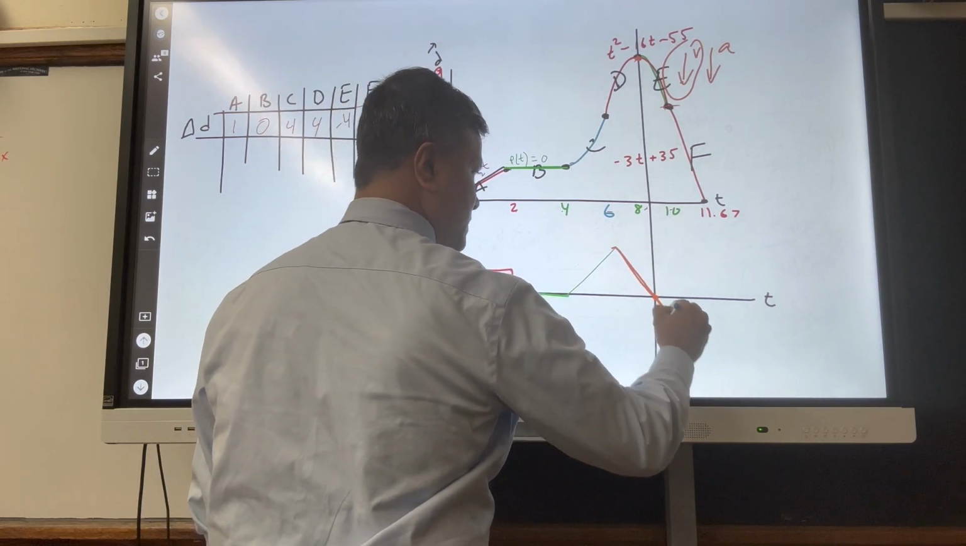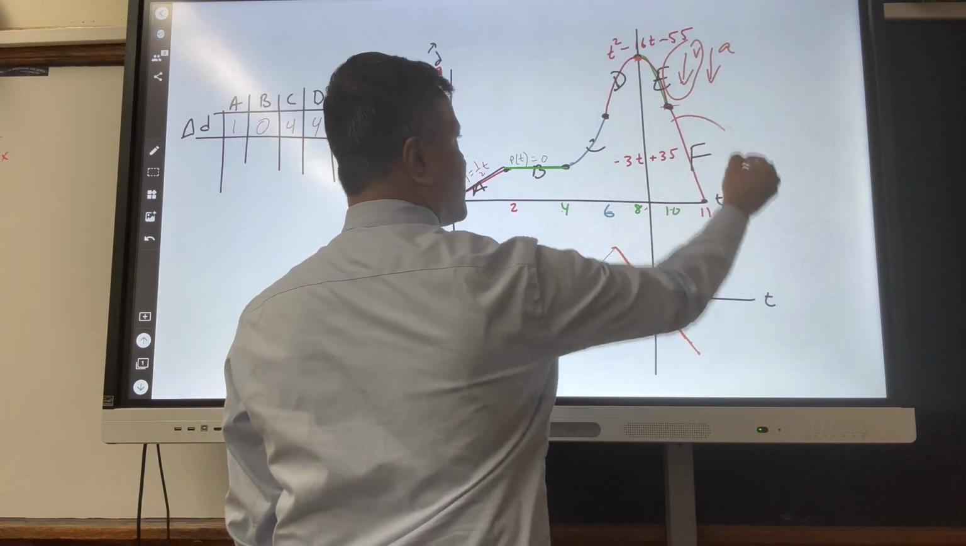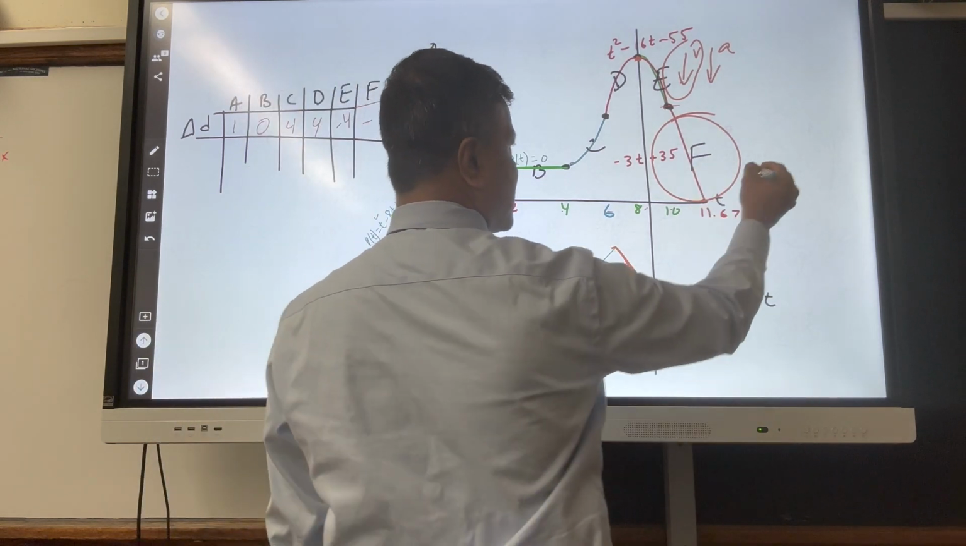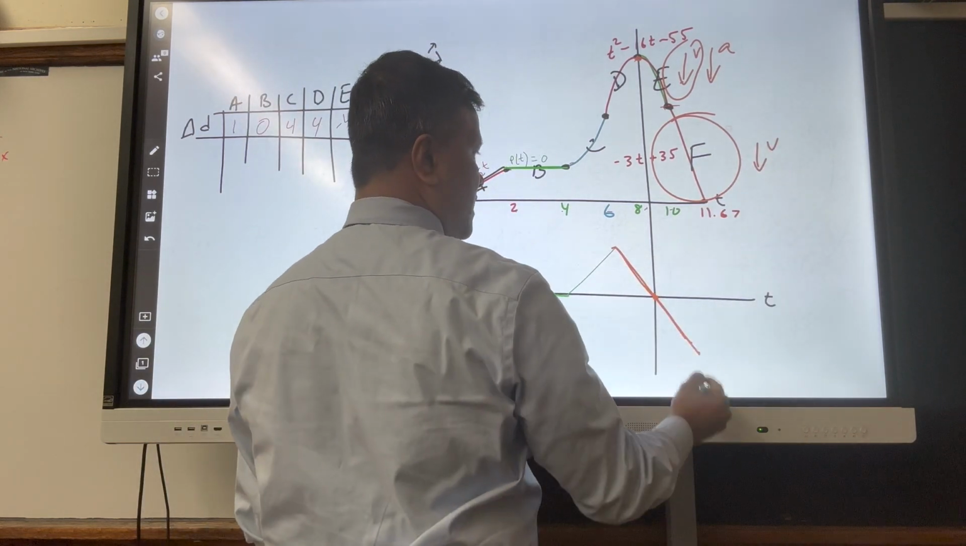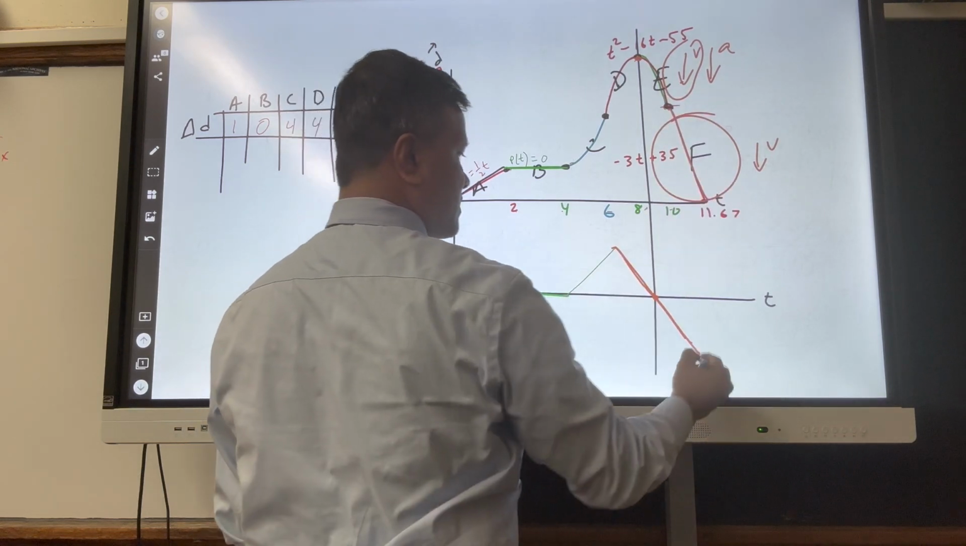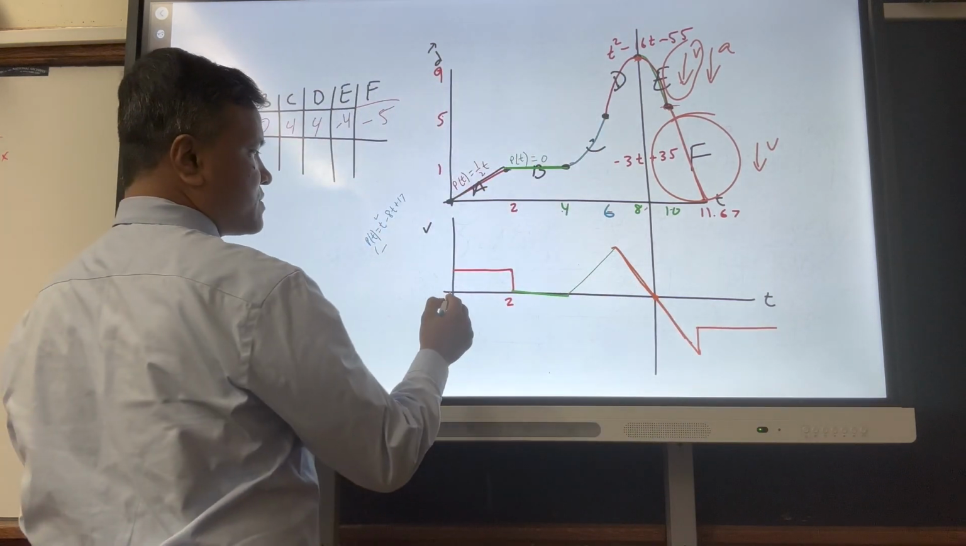This is a continuous line. This is a diagonal line. And now here, what do you do? You move with constant velocity, but velocity is negative over here. So if the dt graph is a diagonal, the vt graph must be a horizontal. Okay. So from 0 to 2 seconds.